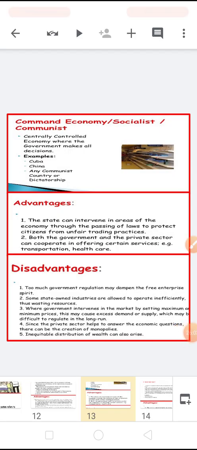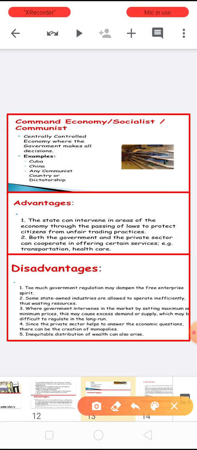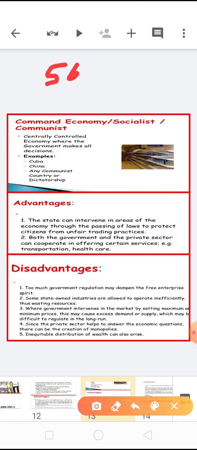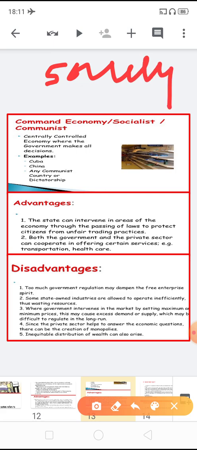So the three central problems in this economy can be solved. What to produce: in the socialist economy, children, the government decides what to produce in accordance with the needs of the society. Whatever the society needs, the government should focus only on those particular needs. Next is how to produce. The government decides how the goods can be produced.